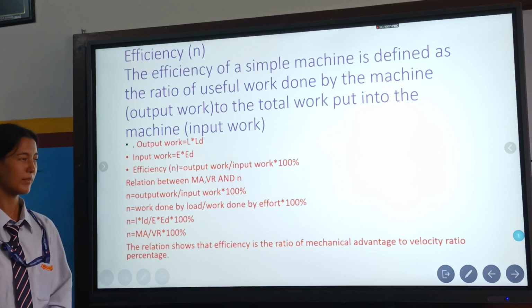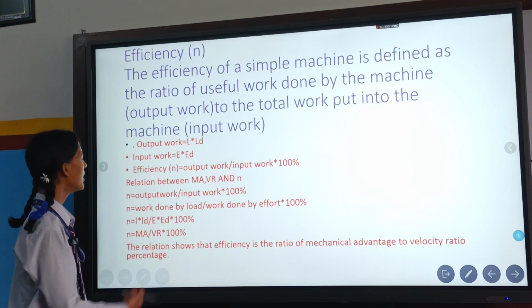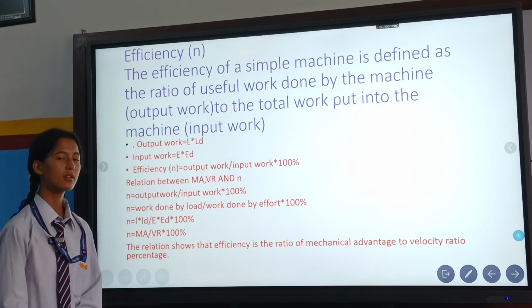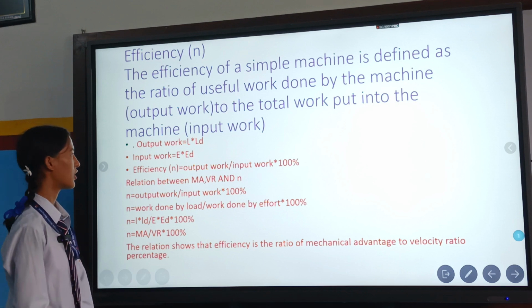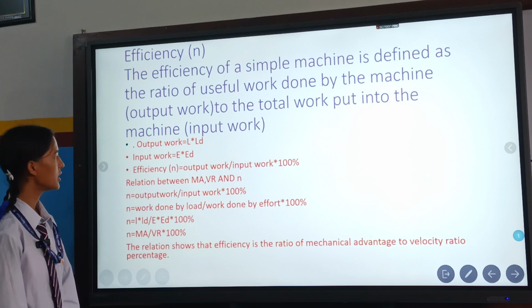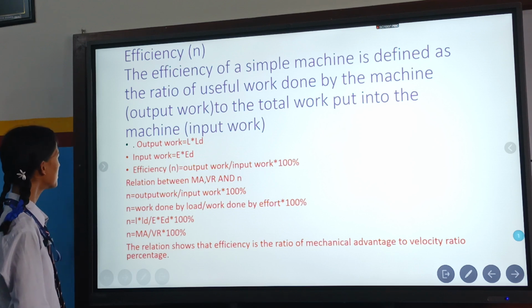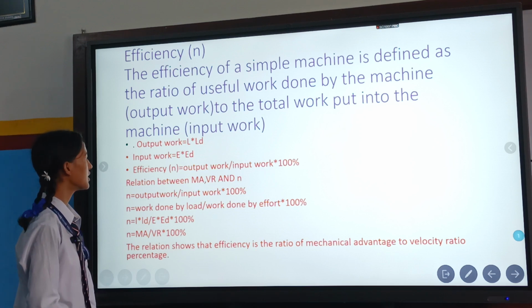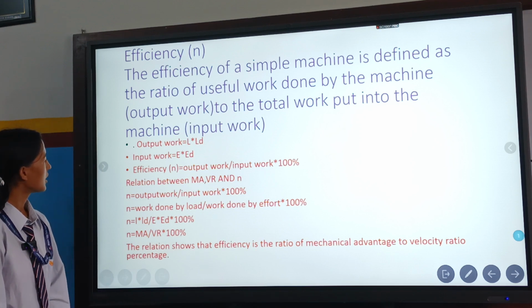when you have to find it in a numerical problem, then you can just write the formula. You can just remember the formula: L into LD. It means load into load distance, and input work is effort into effort distance.